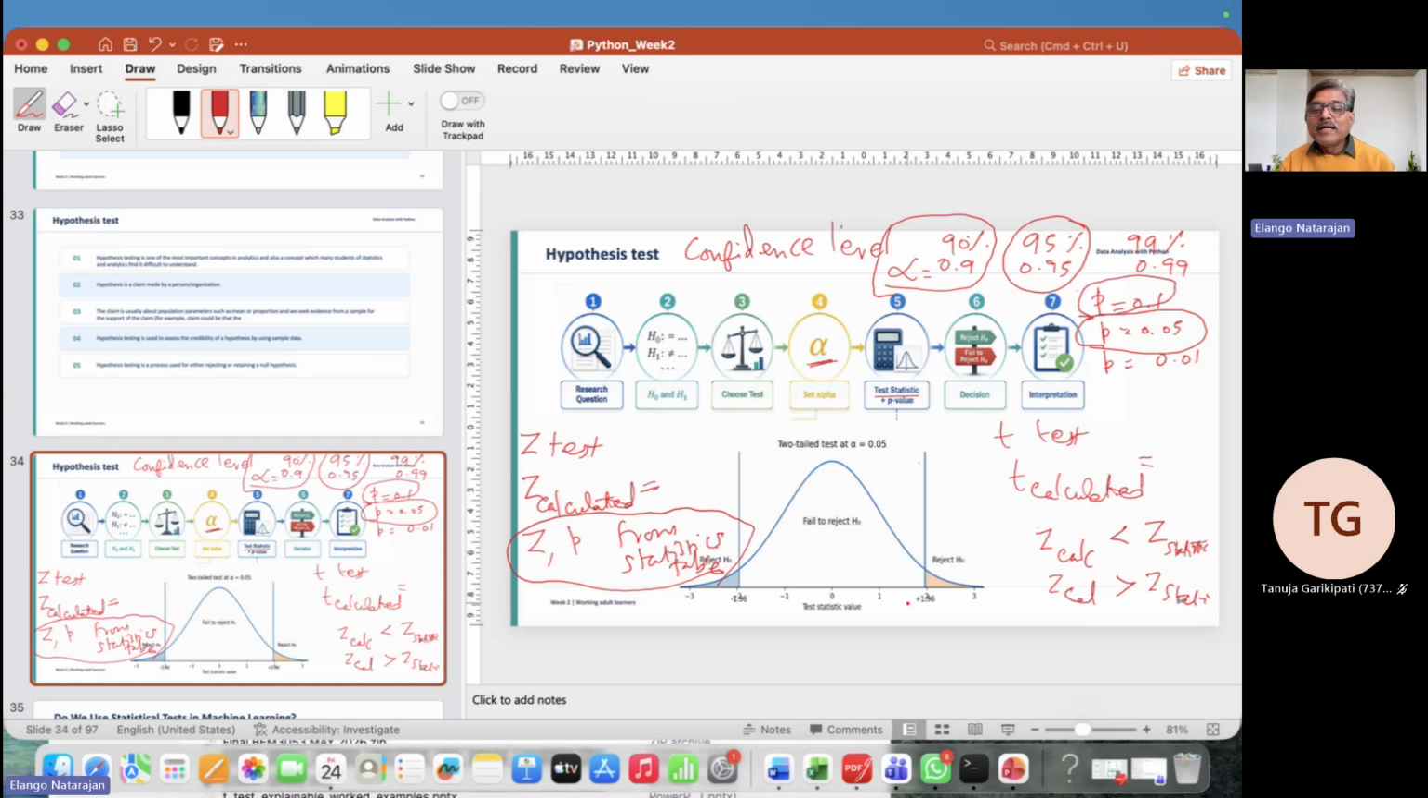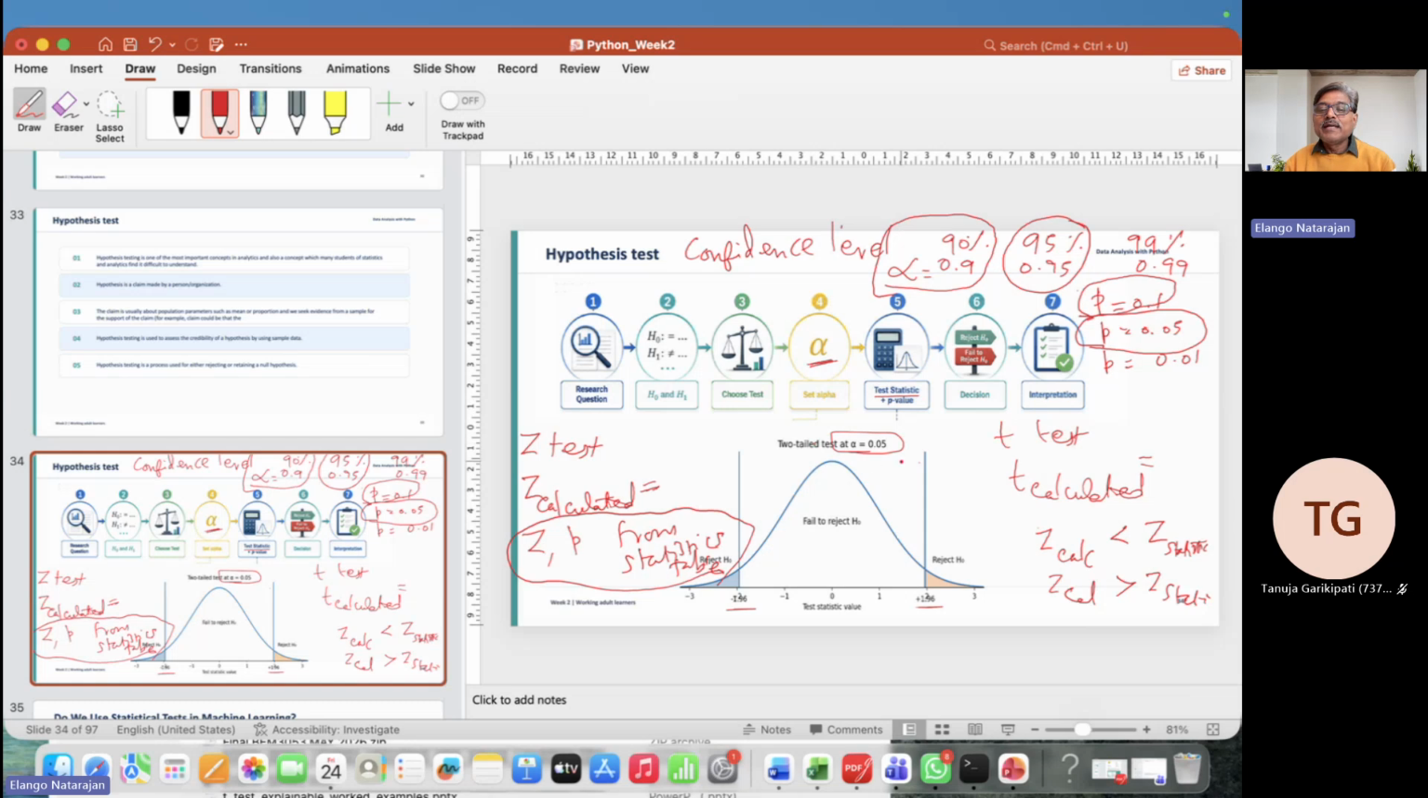Look at here. This is your test value, plus 1.96, minus 1.96. This is the t value for alpha equal to 0.05. Okay, it is a two-tail test. I will explain one tail, two tail later, after some slides.